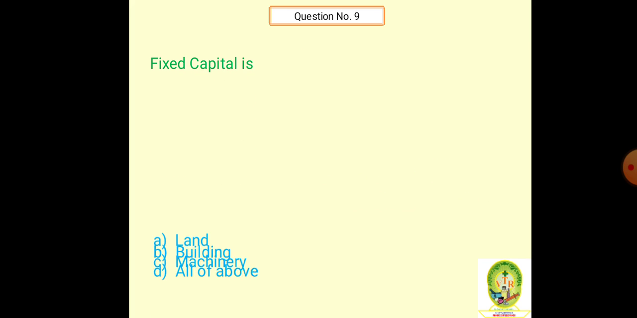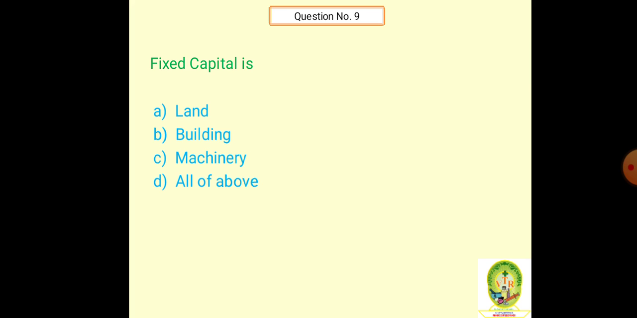Fixed capital is, options are A. Land, B. Building, C. Machinery, D. All of above. Right answer is D.